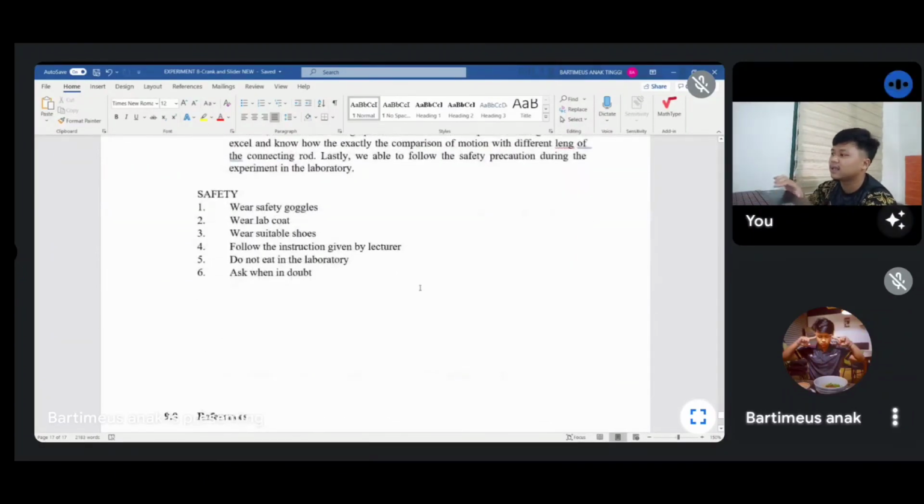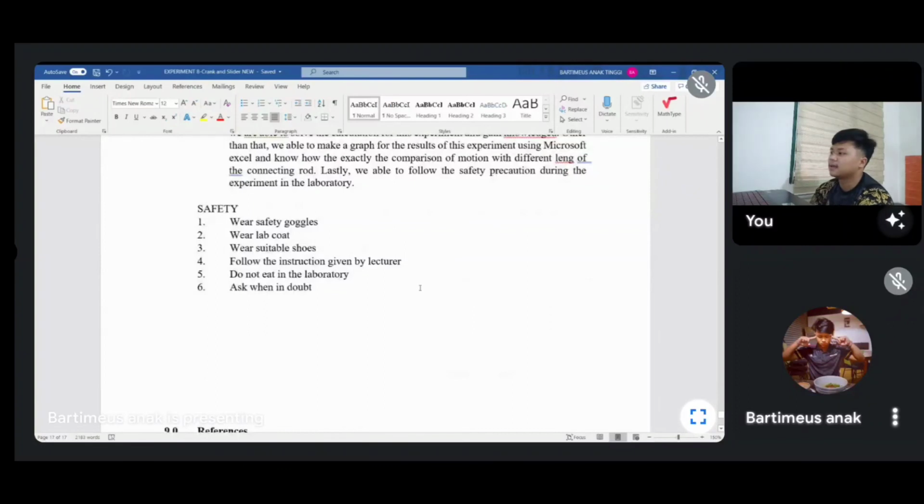For the safety, and the last one, I have included 6 safety items. The first one is wear safety goggles. This is to protect our eyes. And wear a lab coat. Number 3, wear suitable shoes. Number 4, follow the instructions given by the lecturer. Number 5, do not eat in the laboratory. And the last one is ask when in doubt.